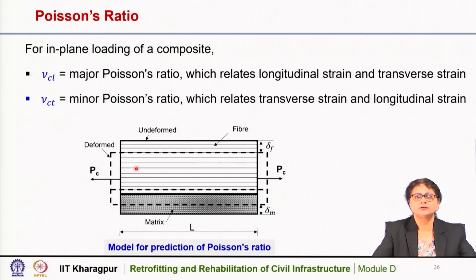So, here is also a composite which is idealized as a two-phase system. This is the fiber phase and this is the matrix phase, and they are separately shown here for idealization, and it is subjected to some loading. Because of that loading, there is deformation, and this is the deformed shape of the composite. Now, due to this deformation, the fiber phase undergoes a deformation, as you can see, denoted as delta F, and the matrix part also undergoes a deformation, that is delta m.